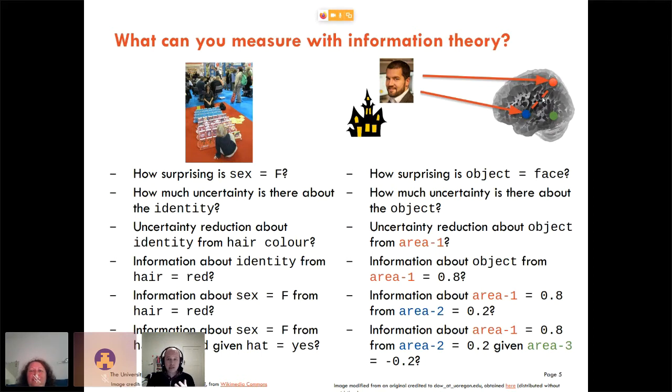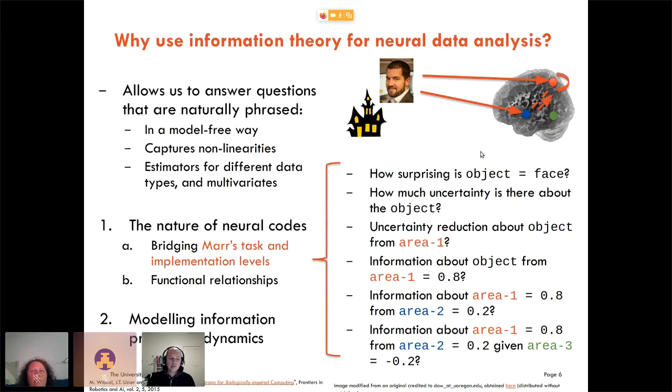We can do this in a dynamic sense. If we have time series for these, we can look at how that information moves or flows over time, and so on. So what I really like about using information theory for neural data analysis is that it allows us to answer these questions that are very naturally phrased in this setting. It allows us to answer them in a model-free way. It captures nonlinearities in the relationships between the different variables in the data, and it provides us a bunch of different estimators for different data types, like discrete value data or continuous value data, and even spiking data. And finally, it handles multivariates in a very natural way.